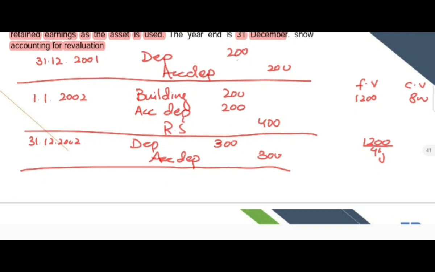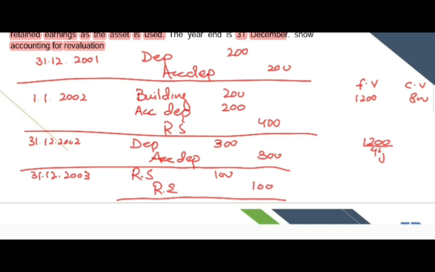The same you can consider by comparing the depreciation charge before revaluation and depreciation charge after revaluation. So on 31st December 2003, you would also pass an entry of recording excess depreciation, that is revaluation surplus to retained earnings. So this would be the entry to record the excess depreciation.